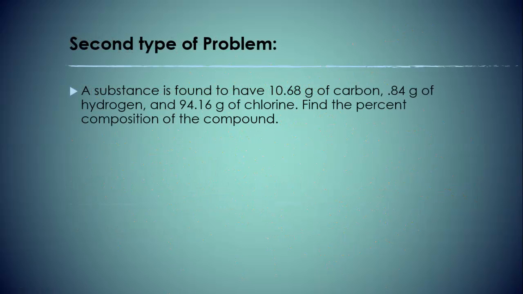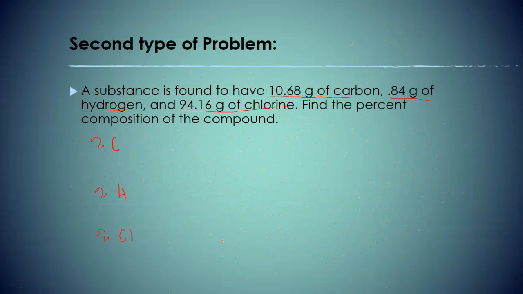Okay, a second type of problem. This one gives us numbers. It says a substance is found to have this much carbon, this much hydrogen, and this much chlorine. It wants us to find the percent composition of the compound. So same end goal, but I don't have a formula. So I know that I'm going to find three things: the percent C, the percent H, and the percent chlorine.